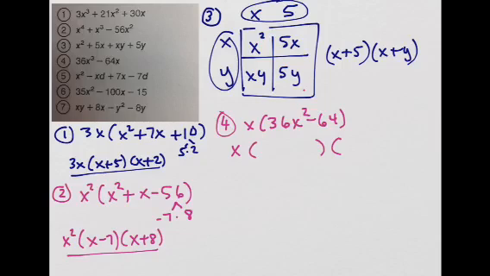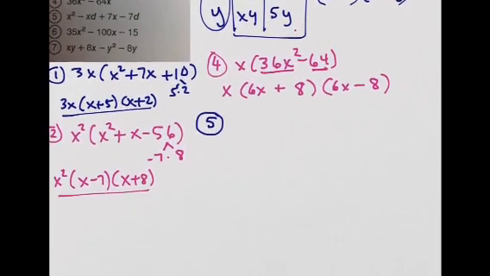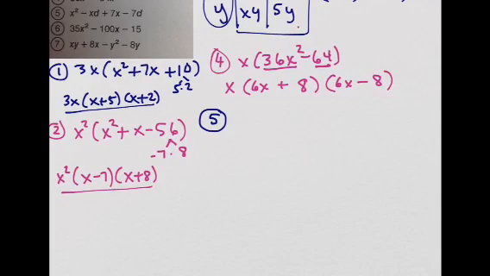If you recognize the pattern, difference of 2 squares, the square root of 36x squared is 6x, so you put 6x in both factors. The square root of 64 is 8. You put 8 in both factors. 1 is plus, 1 is minus. And you're done. Okay, number 5 is another 4-term polynomial, so let me move it up a little bit.